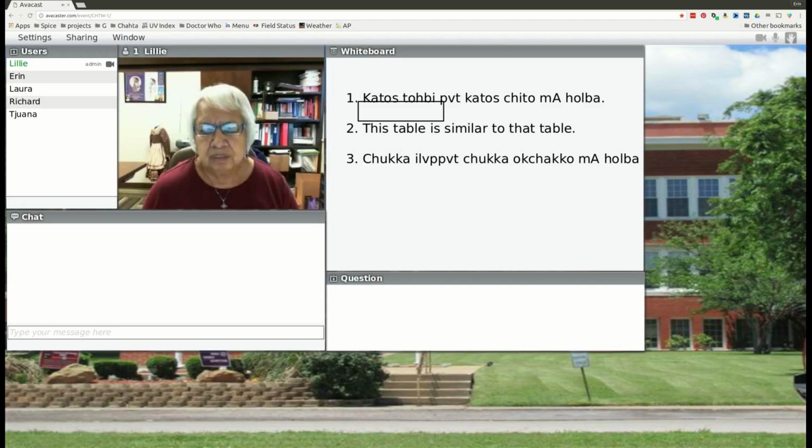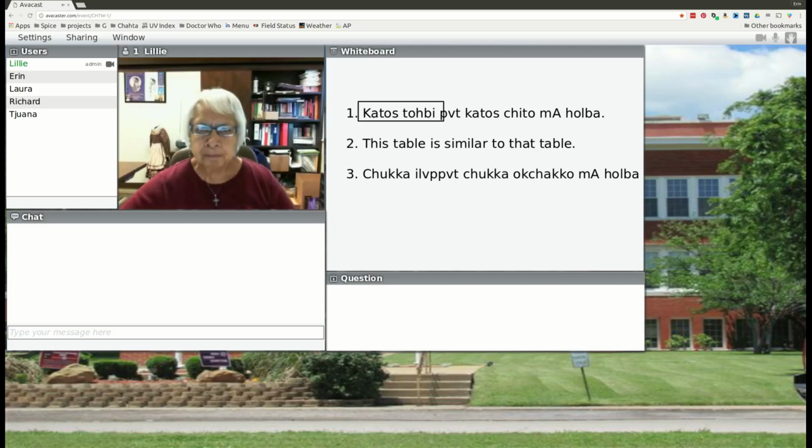But just to, in English, think about it. If I told you this table is similar to, and it gives you what I think it's, to make sure that the table is similar is a table that has a cover. That one, always show where your ilapat. Again, this house, your subject, this house. Chukka ilapat. Chukka okchako ma holbakio. Chukka ilapat. This house.